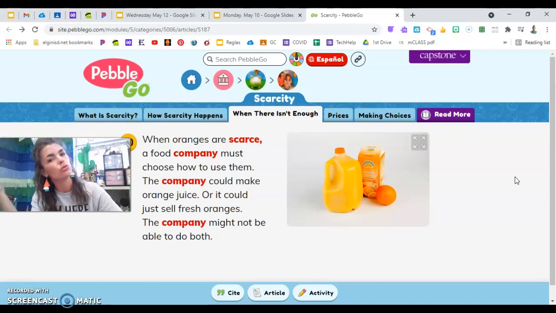Oranges or juice? Raise your hand for oranges. Raise your hand for juice. But you can't have both.